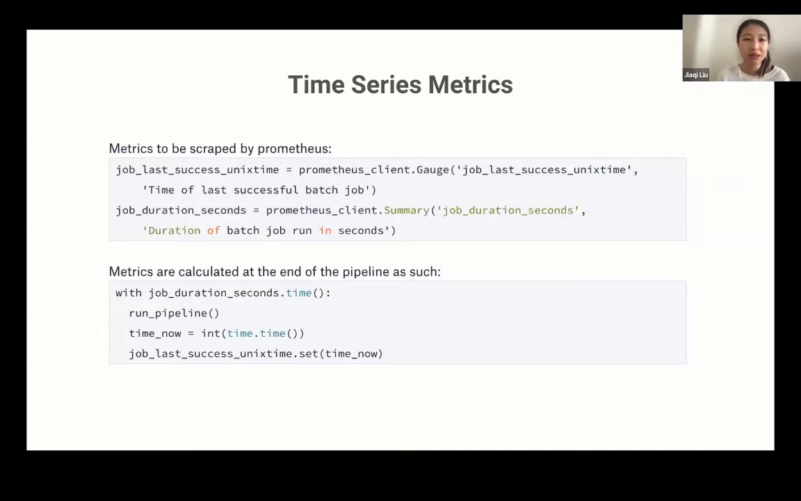Prometheus, because it's focused on time series metrics, allows you to push metrics or have metrics scraped from the services to the Prometheus server. In this example, I am calculating the time it takes for a data pipeline to run and having this metric set to the time that the data pipeline has completed. So this metric is then being scraped by the Prometheus server and stored each time it changes as a gauge. The way that I'm running this job is within this with job duration seconds.time block. I'm running the pipeline, and once the pipeline completes, I'm running the code to set the metric in place so that it's always set once the job completes. If the job fails, this metric is not set and therefore defaults back to the previous time that it succeeded.